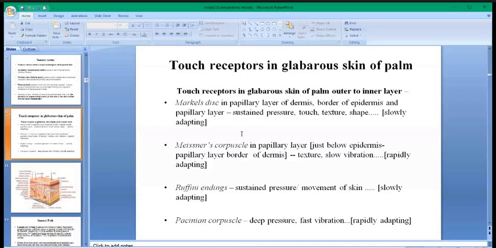So ma, Merkel's disc, slowly adapting. Ruffini, slowly adapting. How to remember, I am telling, right? Me, Meissner's corpuscle, rapidly adapting, isn't it?